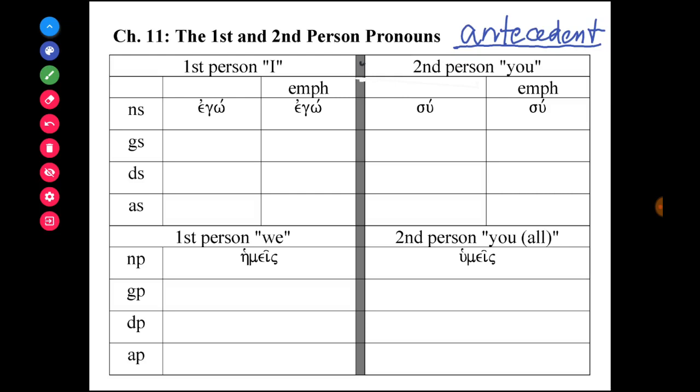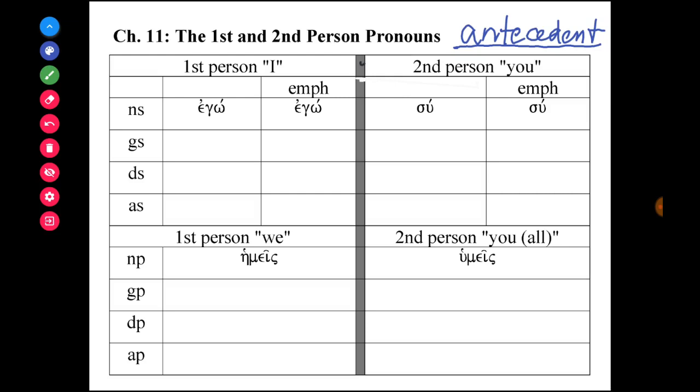So let's go over the forms. And for the first person and second person pronouns, we actually have two forms. We have a form that we see more frequently, a regular form, and then if the author wants to make the pronoun particularly emphatic, there's also an emphasized form. So let's go over the regular forms, or the forms that you generally see.